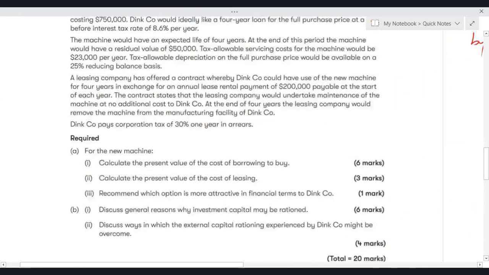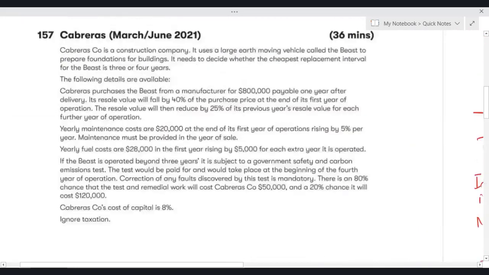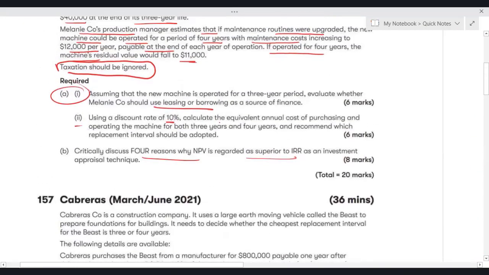Now let's come back to the question. A2, what does it say? Using a discount rate of 10%, calculate the equivalent annual cost of purchasing and operating the machine for both 3 years and 4 years, and recommend which replacement interval should be adopted. Now, you should understand what he's saying. The question says, using the discount rate of 10%, calculate the equivalent annual cost of purchasing and operating the machine for both 3 years and 4 years.